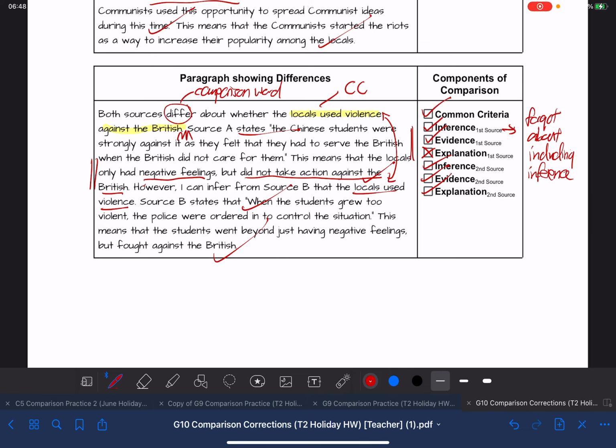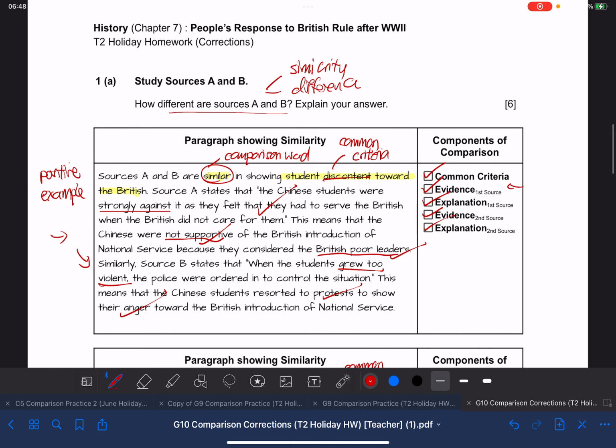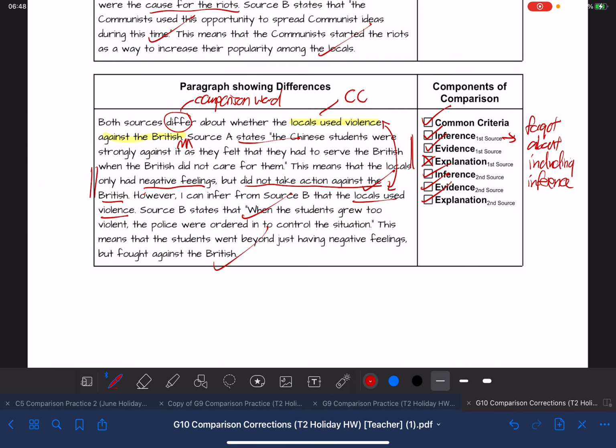This is more forgivable for the similarity paragraph over here, right? No inference needed here because the common criteria is the same inference for both sources. That's why they are similar. But because this is a difference paragraph, you need to give both the common criteria, the big topic, and also identify specifically how are they different. Hence, the need for the inferences.